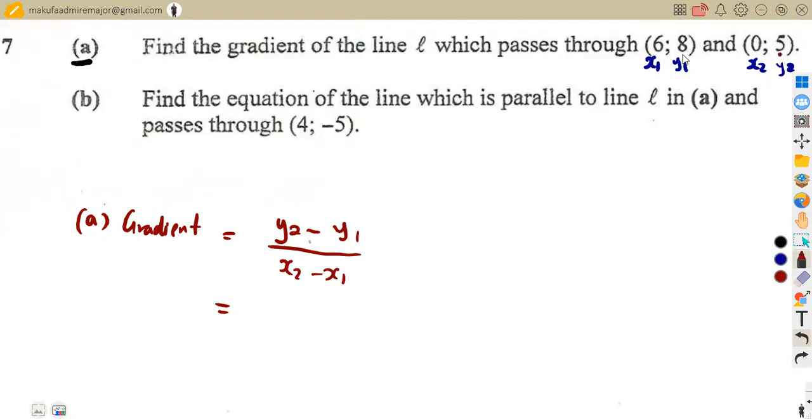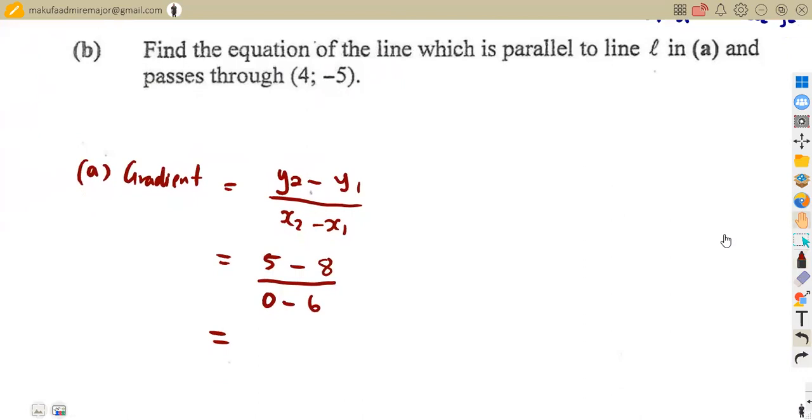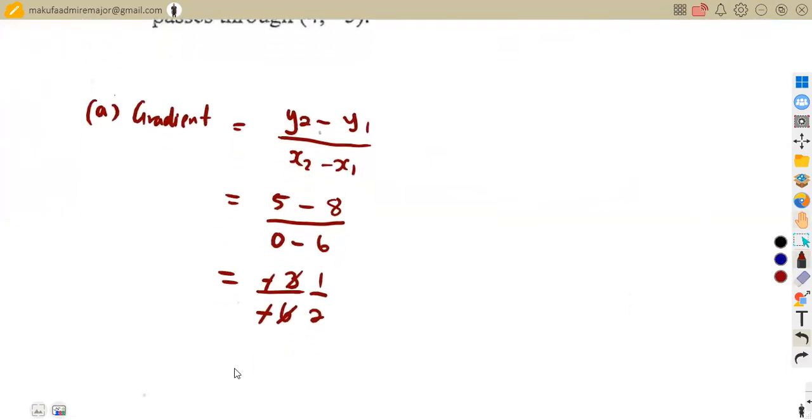Y2, that's 5. Y1, that's 8. So it's going to be 5 minus 8 over x2, that's a 0, minus x1, that's a 6. So that's 0 minus 6. So this is paper 1, you're supposed to simplify everything stage by stage. So 5 minus 8 gives us -3, and 0 minus 6 gives us a negative. So cancel the negatives, 3 and 3, that's 1. 3 into 6 gives us a 2. So the gradient of this line is going to be equal to 1 over 2, the change in y over the change in x.